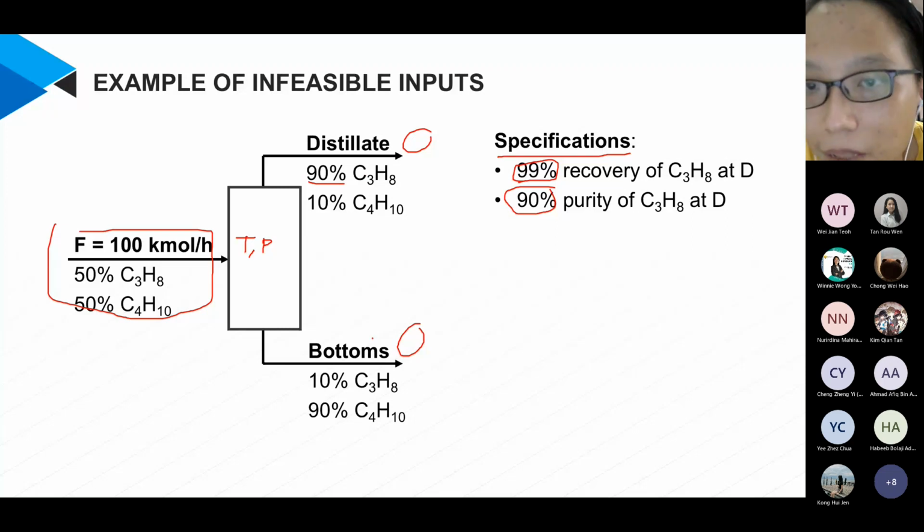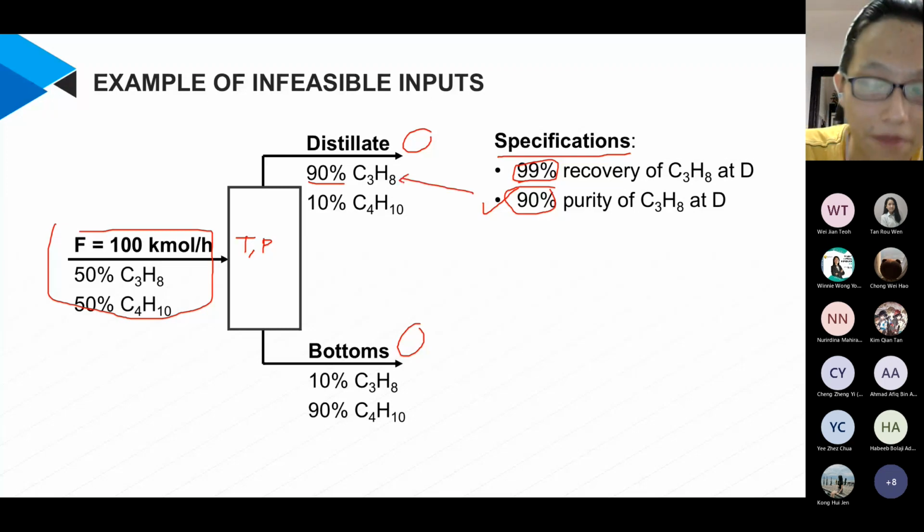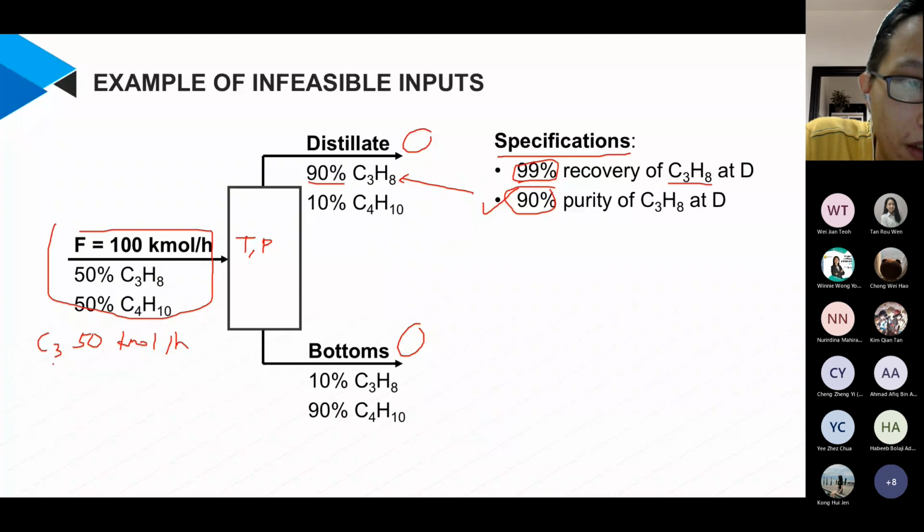All right, so the purity spec is already here. So I already have the purity spec. So purity spec is correct. 90% purity at D. Okay, I want 99% recovery of propane at D. So we can first calculate out the input. So we have feed of 100 kilomole per hour, 50% of propane. So we have 50 kilomole per hour of propane. We also have 50 kilomole per hour of butane. I want 99% of this to go here.